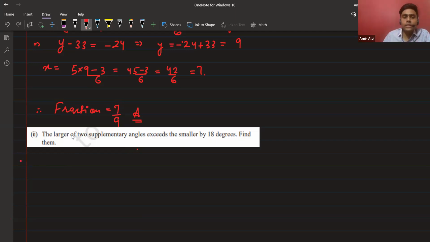So the question is saying that the larger of two supplementary angles exceeds the smaller by 18 degrees. Now tell me one by one, what are supplementary angles basically? Sum of two angles is 180. Okay, Hiba, got your answer. Rehan, do you have any idea here? No, sir. Okay. Adil? Yes, so when two angles sum to 180, it's called supplementary angle. Okay, I got your answer, Adil.